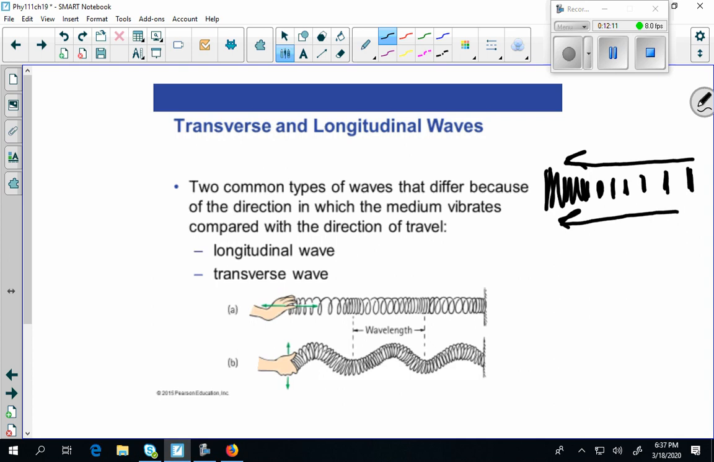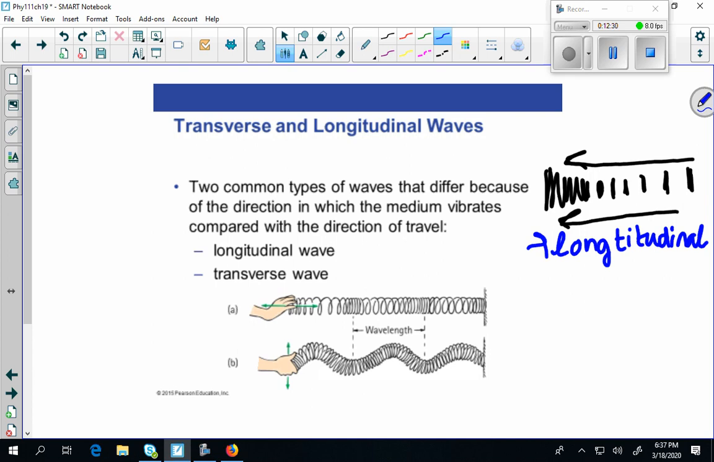Guys, that is longitudinal. I wish I knew how to edit this. Longitudinal. So the slinky coils are moving in the same direction as the wave. That's a longitudinal wave, longitudinal.